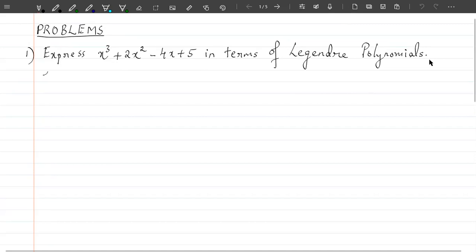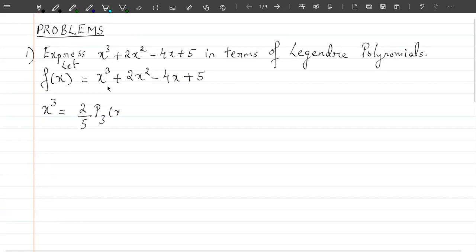So first of all, let's take the function f of x. Let f of x be equal to x cube plus 2x square minus 4x plus 5. Here in the first term, you should substitute the Legendre polynomial of x cube. So let's write the formula for x cube, which we have already learned. What is the Legendre polynomial formula for x cube? That is 2 by 5 p3 of x plus 3 by 5 p1 of x.